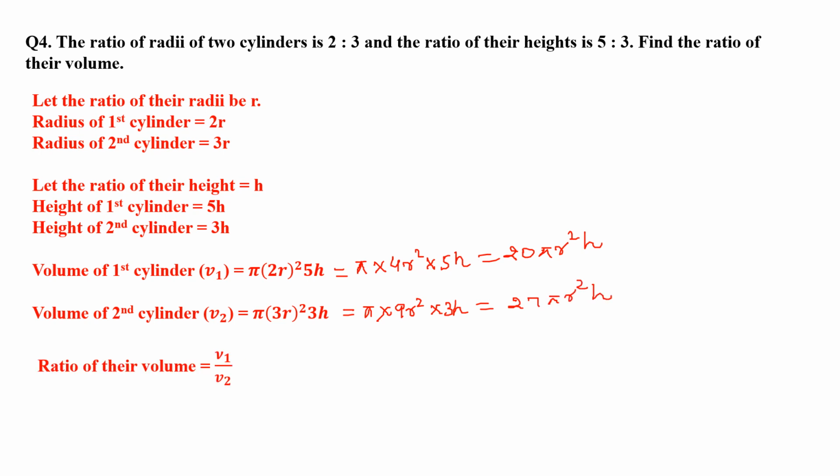Now find the ratio. So I'm going to substitute the values over here. So it will be 20 pi r square h by 27 pi r square h. And pi r square h I can cancel. So it will be 20 by 27. So my ratio is 20 is to 27.